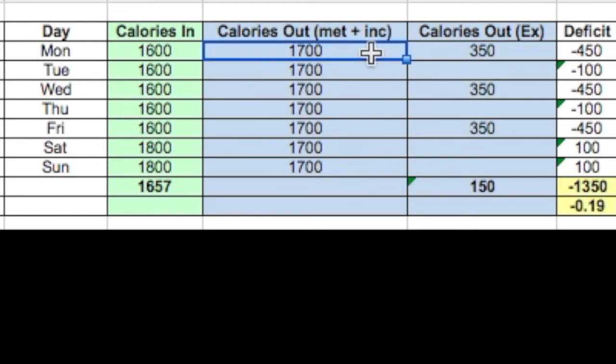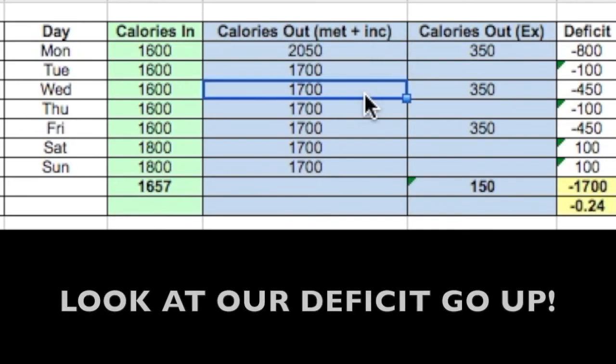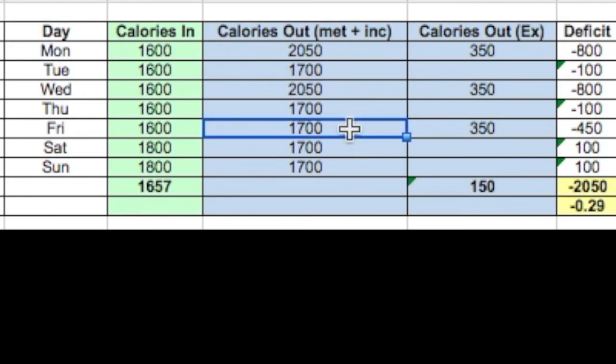So let's call that now an increase in metabolism of 350 calories for Monday. So that takes us to, what's that, 2050. And for Wednesday is the same, 2050. And for Friday is the same, 2050. Look at that. It's gone from negative 0.19 to negative 0.34. So we've almost doubled what we would have otherwise lost, just because our calories that we burnt through exercise have come from high intensity exercise and not just 350 calories from walking.